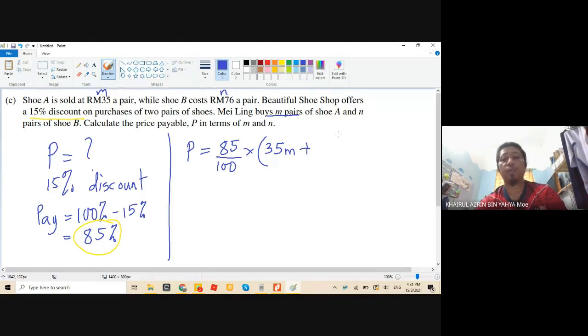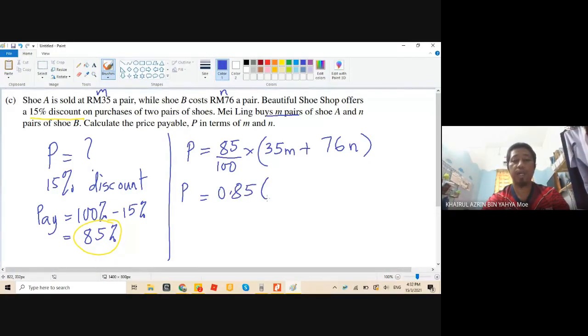Plus 76 ringgit multiply with N. Okay. So this one we can simplify. P equal to 0.85 multiply with 35M plus 76N. So actually this is enough already. If in the textbook, the answer is like this. However, I prefer to expand.